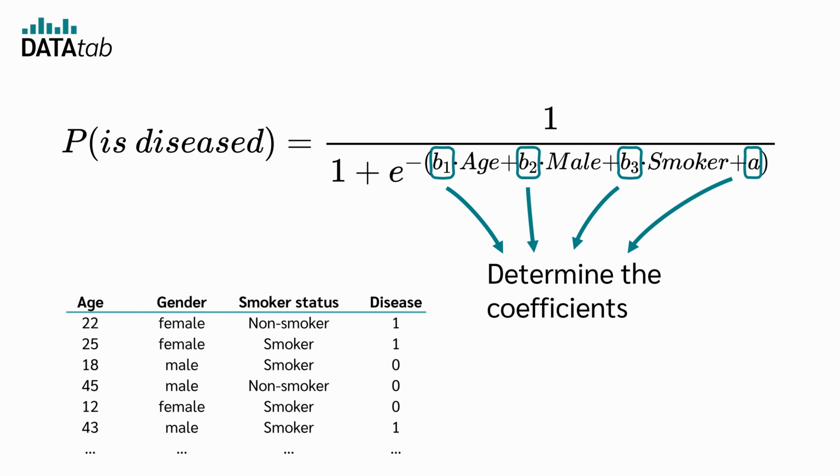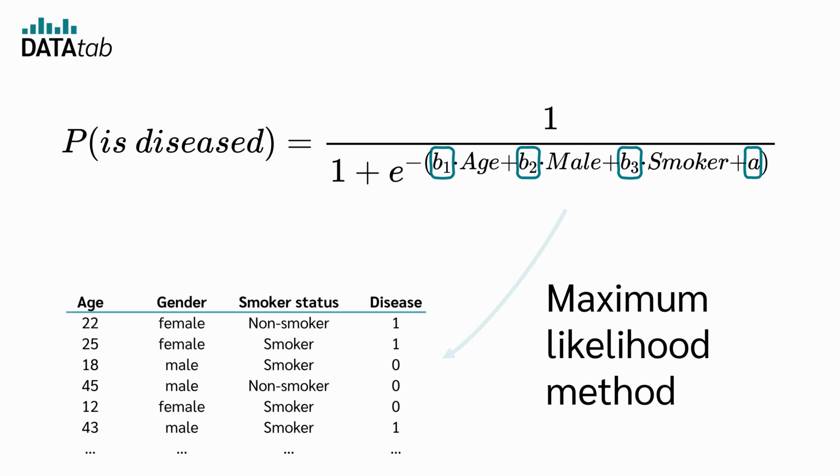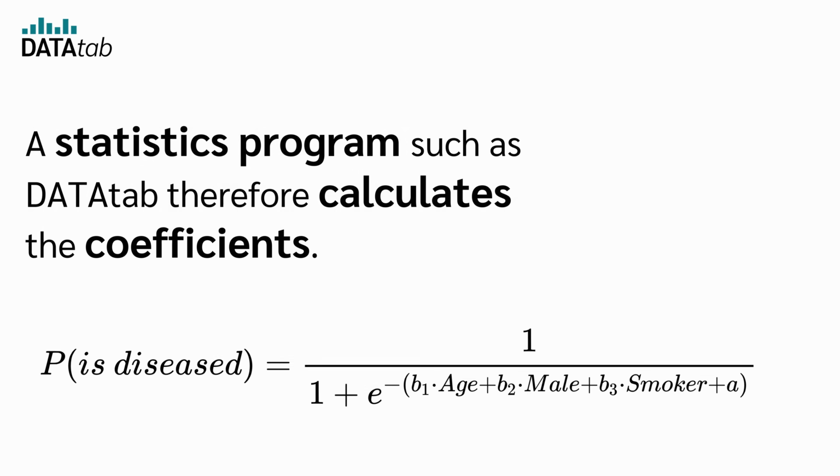Next, we need to determine the coefficients that help our model best fit the given data. This is done using the maximum likelihood method. For this, there are numerical methods that can solve the problem effectively. A statistics program such as DataTab therefore calculates the coefficients.